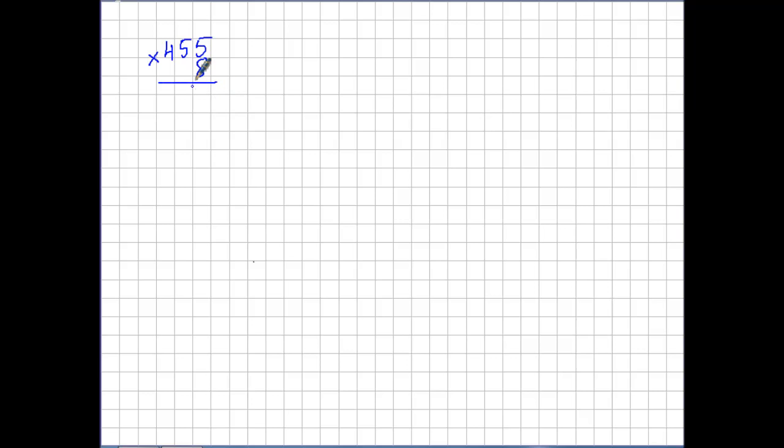Here is how this question should be solved. 5 times 8 is 40. I write 0 here and 4 on top of 5. 5 times 8 is 40. 40 plus 4 is 44. I write 4 here and 4 on top. 4 times 8 is 32. 32 plus 4 is 36. Here is my answer.